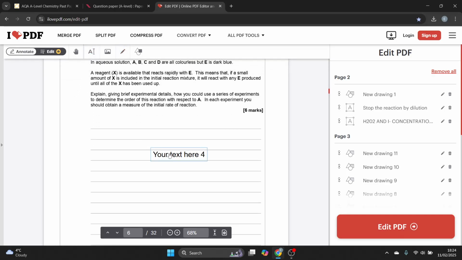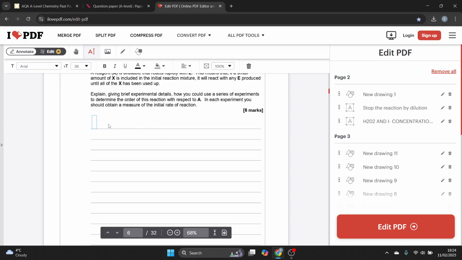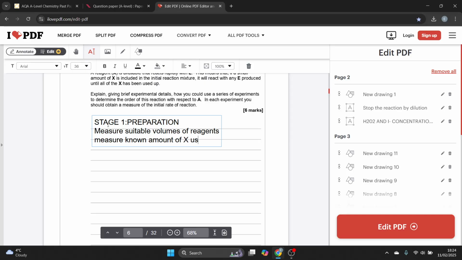Again, paper 3, practical. Stage 1, preparation. Measure suitable volumes of reagents. Measure a known amount of X. Use a colorimeter into a separate container.